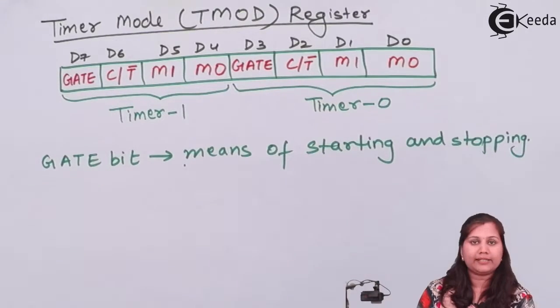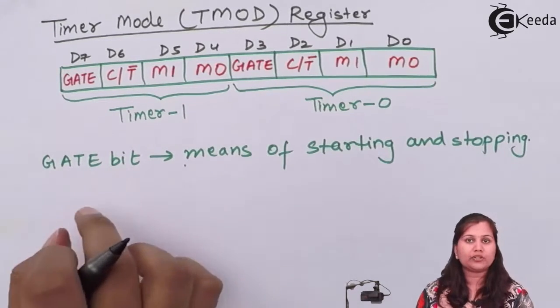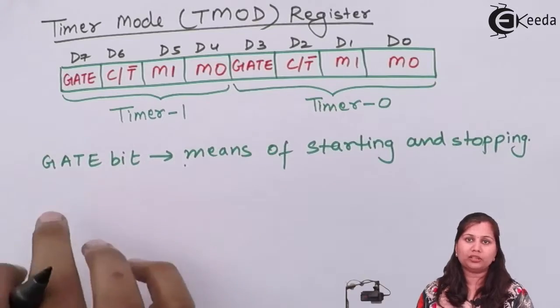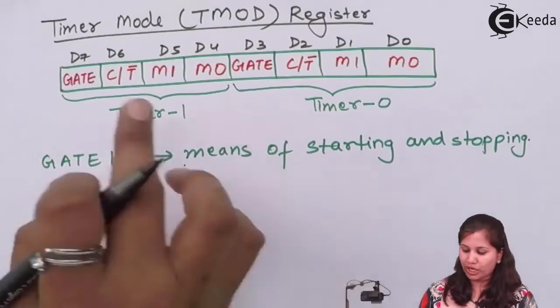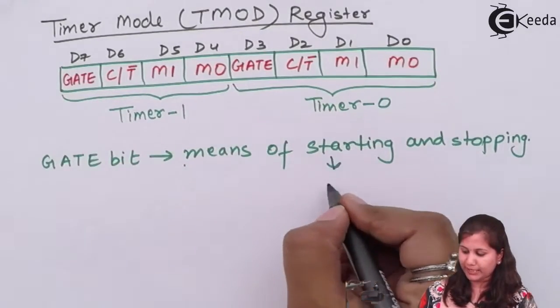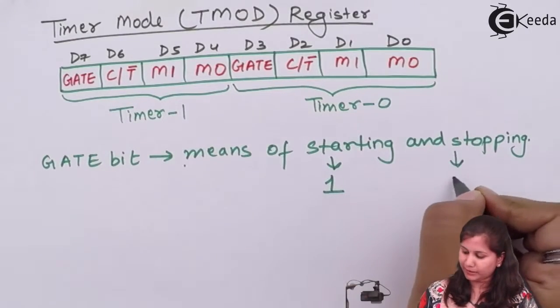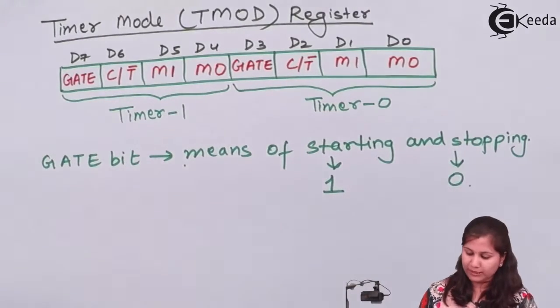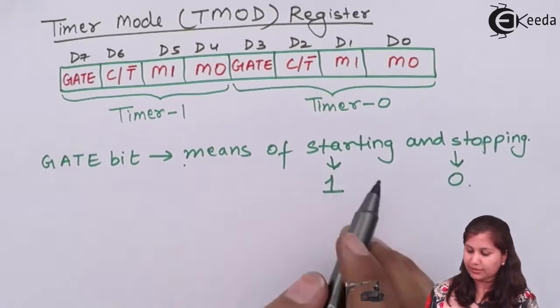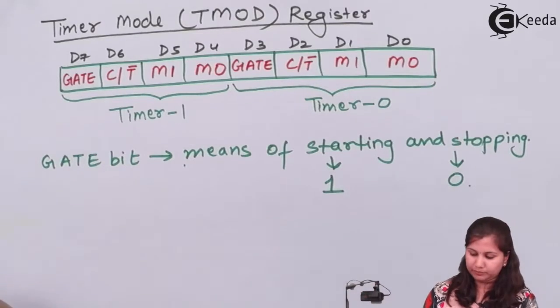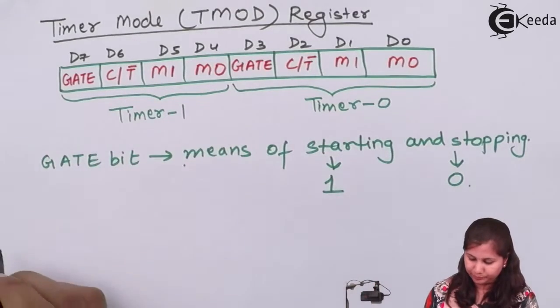If we want the 8051 to count, if we want to use its counters, first we have to start the counters. So this gate bit is used to start or stop the counters. If we want to start, then we will set this bit as 1, and if we want to stop the counter, then we will set this bit as 0. So this bit is used for starting and stopping of these counters.